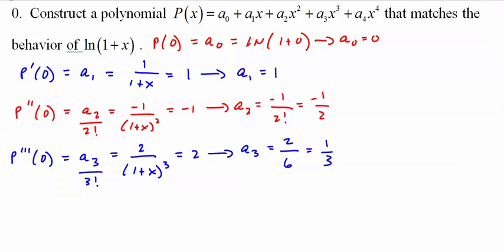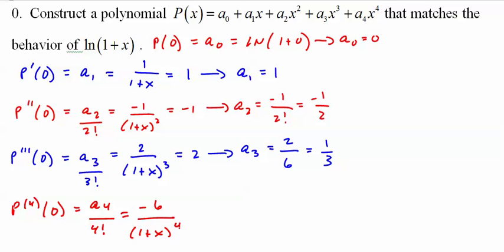And last but not least, looks like I should have left myself some room this time. P fourth derivative of 0 equals a4 over 4 factorial equals, derivative is going to be negative 6 over 1 plus x to the 4th. Put in 0, we get negative 6, meaning a4 equals negative 6 over 4 times 3 times 2 times 1 equals negative 1/4.